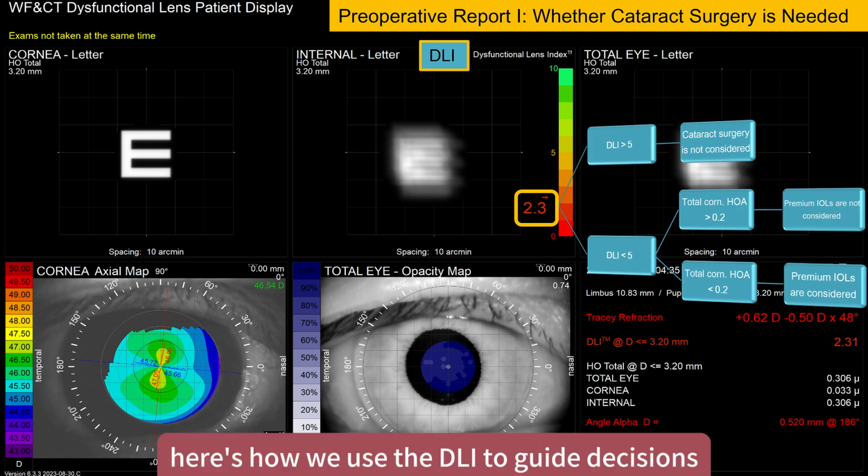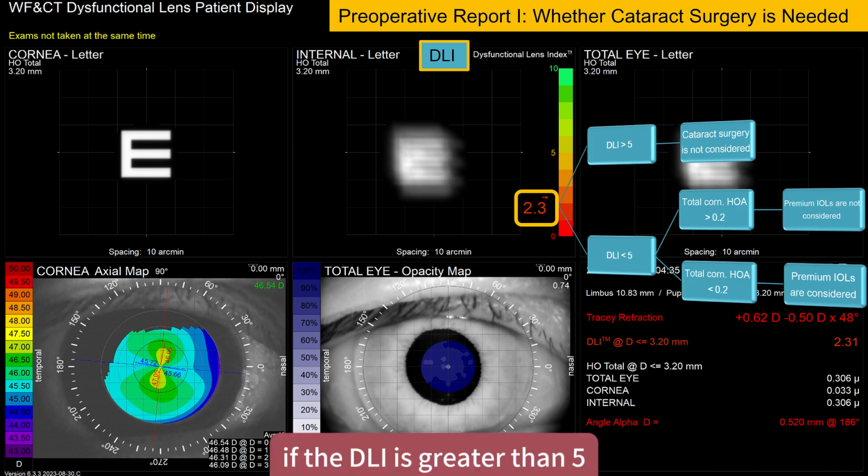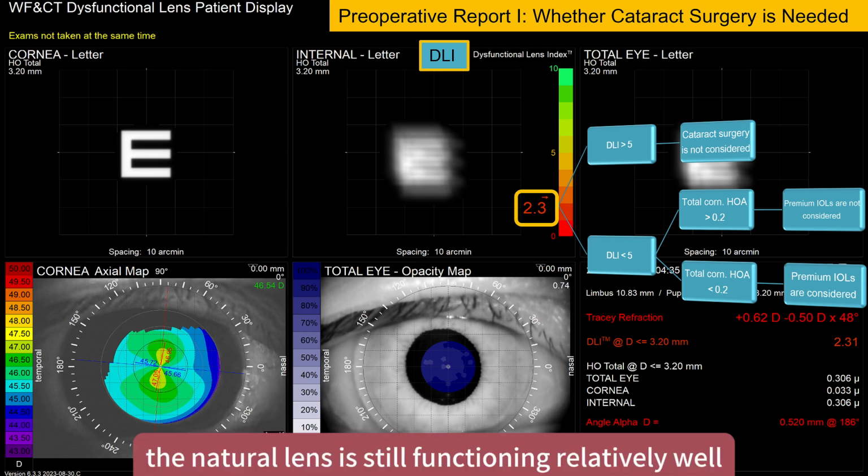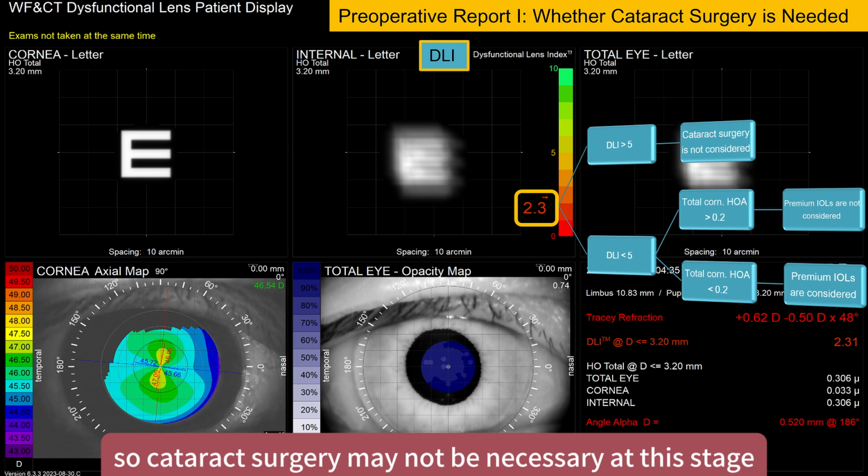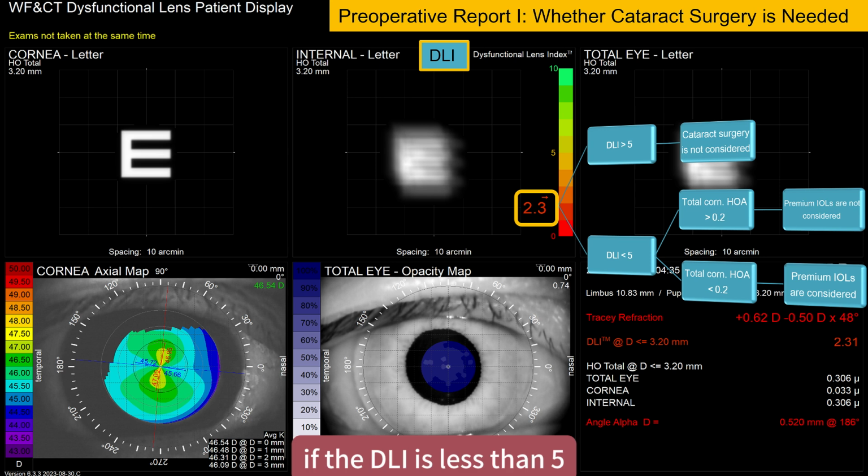Here's how we use the DLI to guide decisions. If the DLI is greater than 5, the natural lens is still functioning relatively well, so cataract surgery may not be necessary at this stage. If the DLI is less than 5, we need to dig deeper.